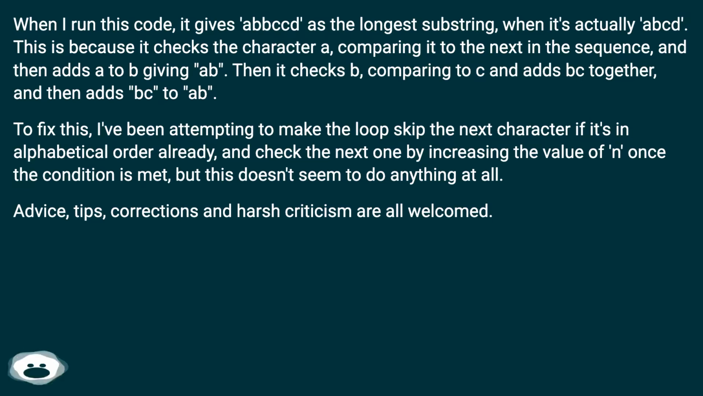When I run this code, it gives 'apt' as the longest substring, when it's actually ABCD. This is because it checks the character A, comparing it to the next in the sequence, and then adds A to B, giving up. Then it checks B, comparing to C and adds BC together, and then adds BC to D. To fix this, I've been attempting to make the loop skip the next character if it's in alphabetical order already, and check the next one by increasing the value of n once the condition is met, but this doesn't seem to do anything at all. Advice, tips, corrections, and harsh criticism are all welcomed.